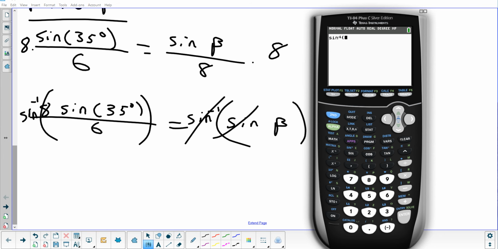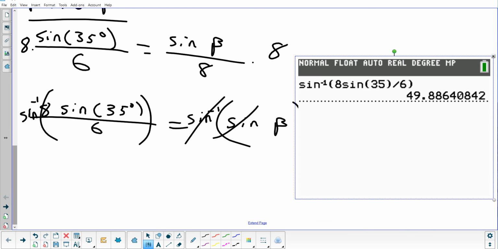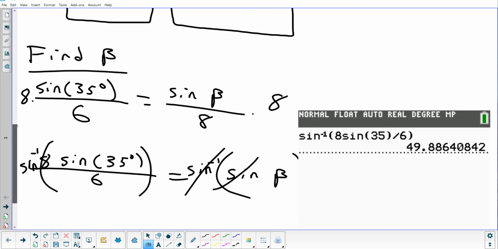Okay, so we got inverse sine of 8 sine 35 divided by 6. If you want to type it in all at once, that's how you do it. And we did not get an error. So that means we have a solution, 49.886. We now have to check if there's a second answer. Right, but let's start by writing that one down. And that's for beta.